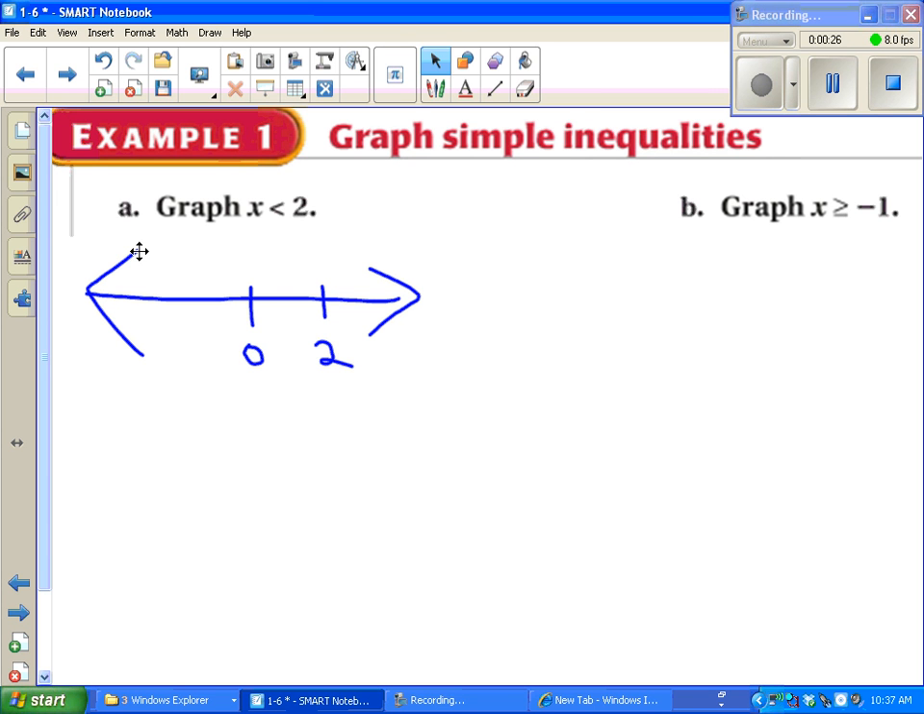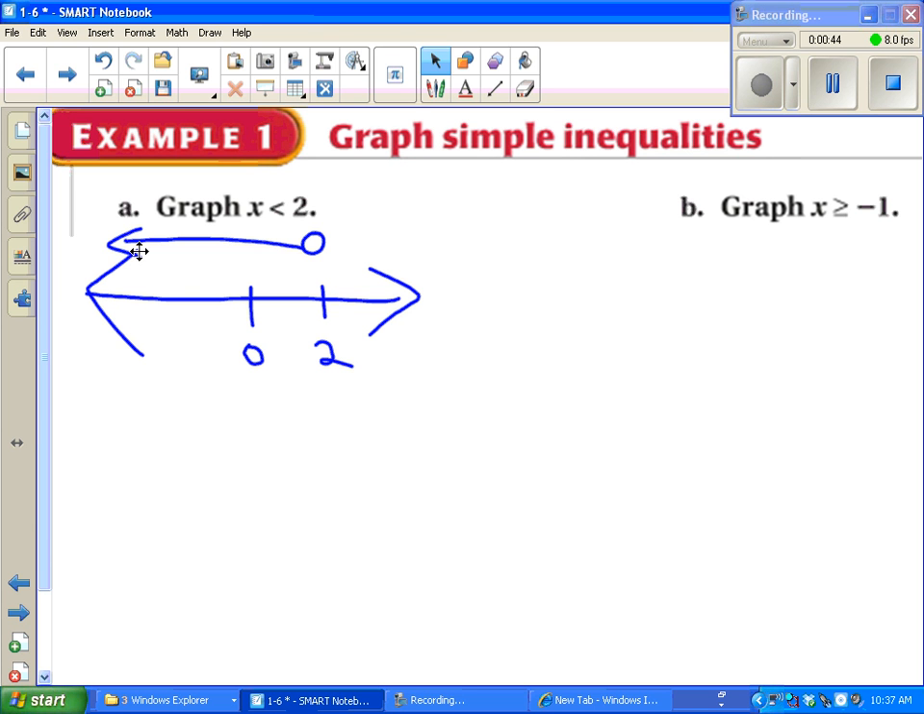And you should remember from previous classes that the less than symbol means we're going to use an open dot instead of a closed dot. Closed dot means we include 2. Open dot means we get close to 2 but don't touch it. Less than 2 means we're going to shade off in the left-hand direction. Done.